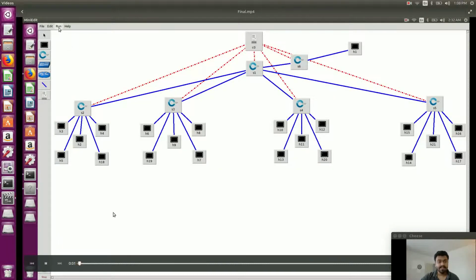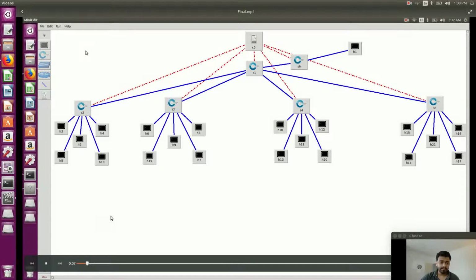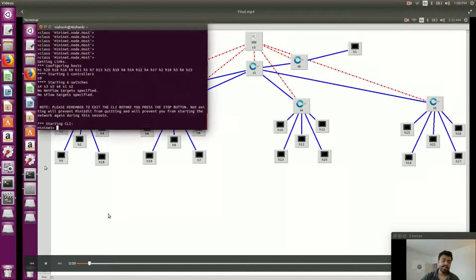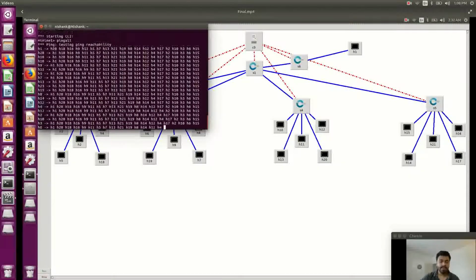As discussed earlier, this is the underlying topology that we are going to be using. I'm just going to run the topology over here. And once I have run the topology, I'm just going to enter a pingall command to check if the network is up and working successfully or not. So here goes the pingall command.